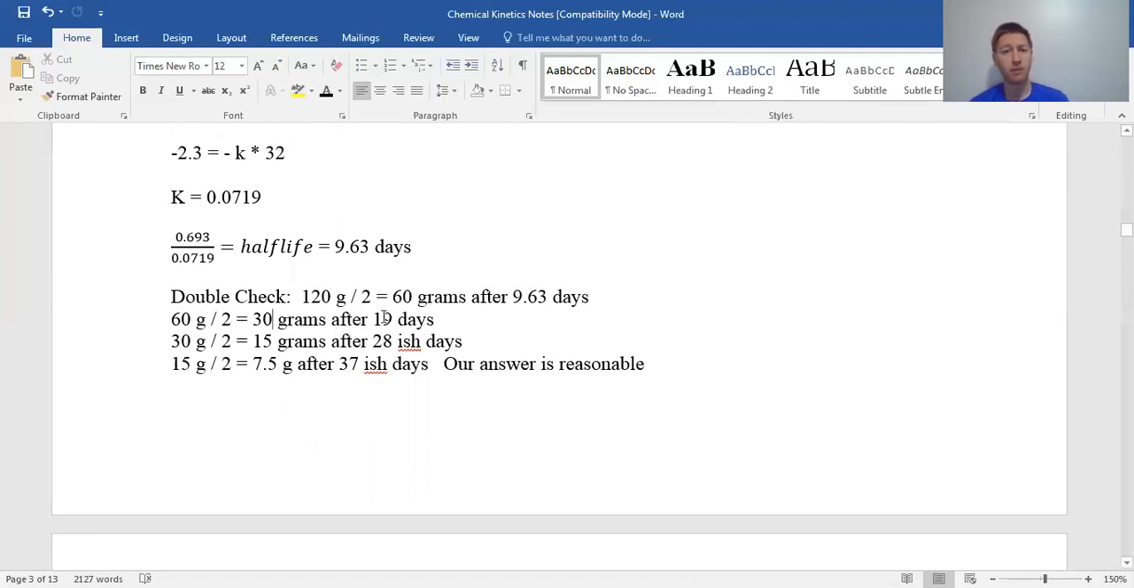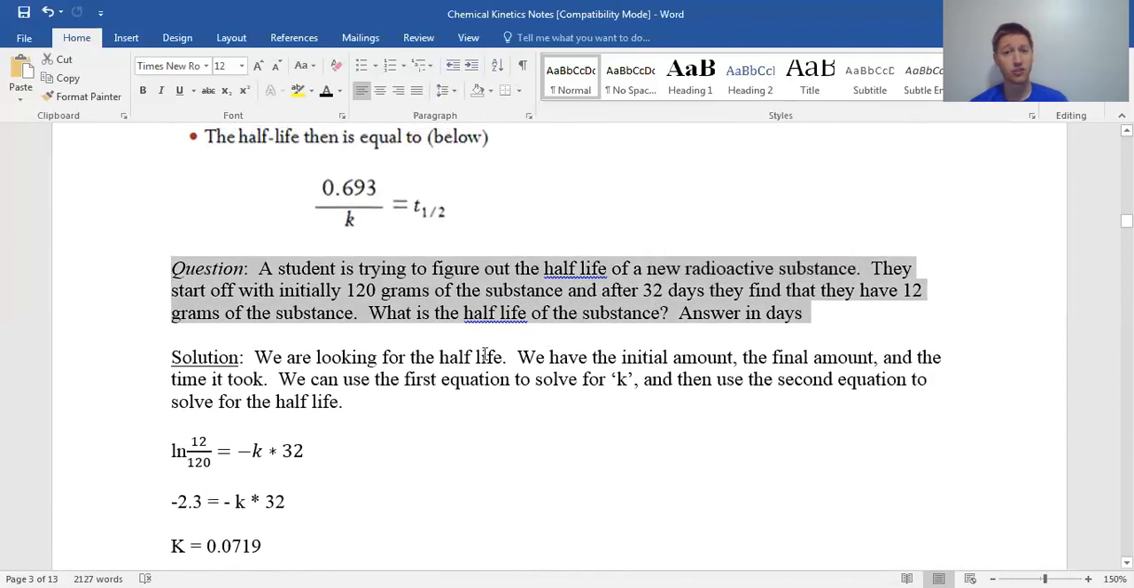More on that later. But anyway, so after 19 days, we'd predict there'd be about 30 grams. After 28 days, we'd expect to be about 15. And after 37-ish days, we'd expect to be a 7.5. Now, we finished with 12, and 12 grams is between 20 and 37. And we had 32 days. Our answer is reasonable.